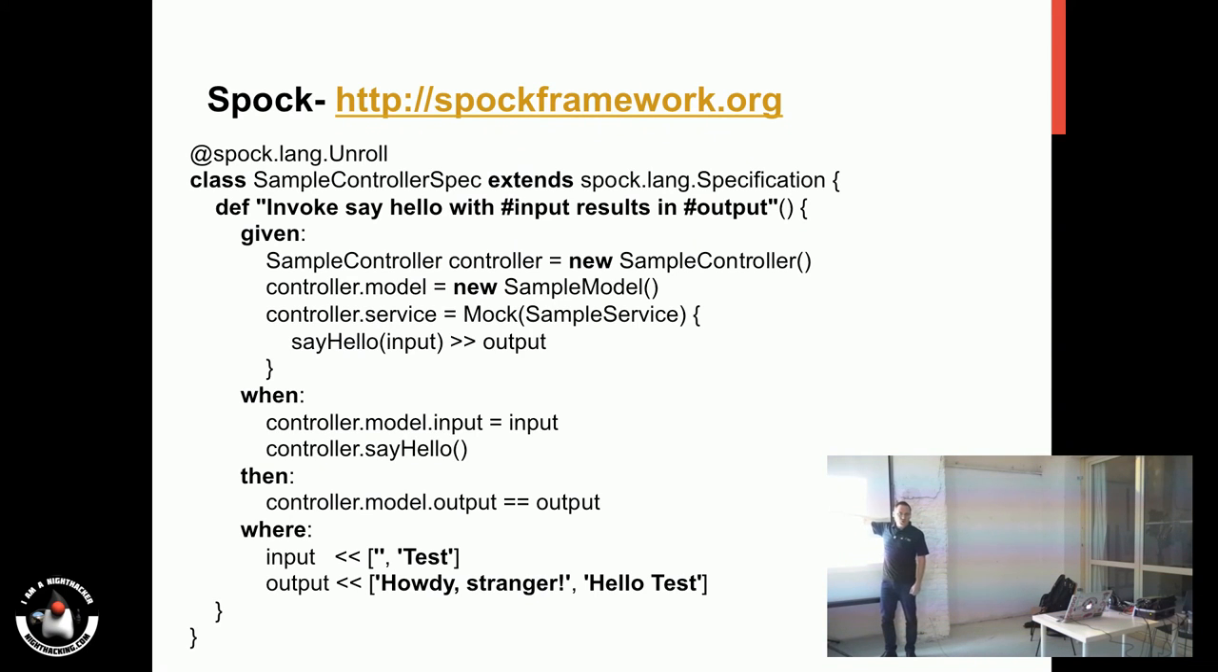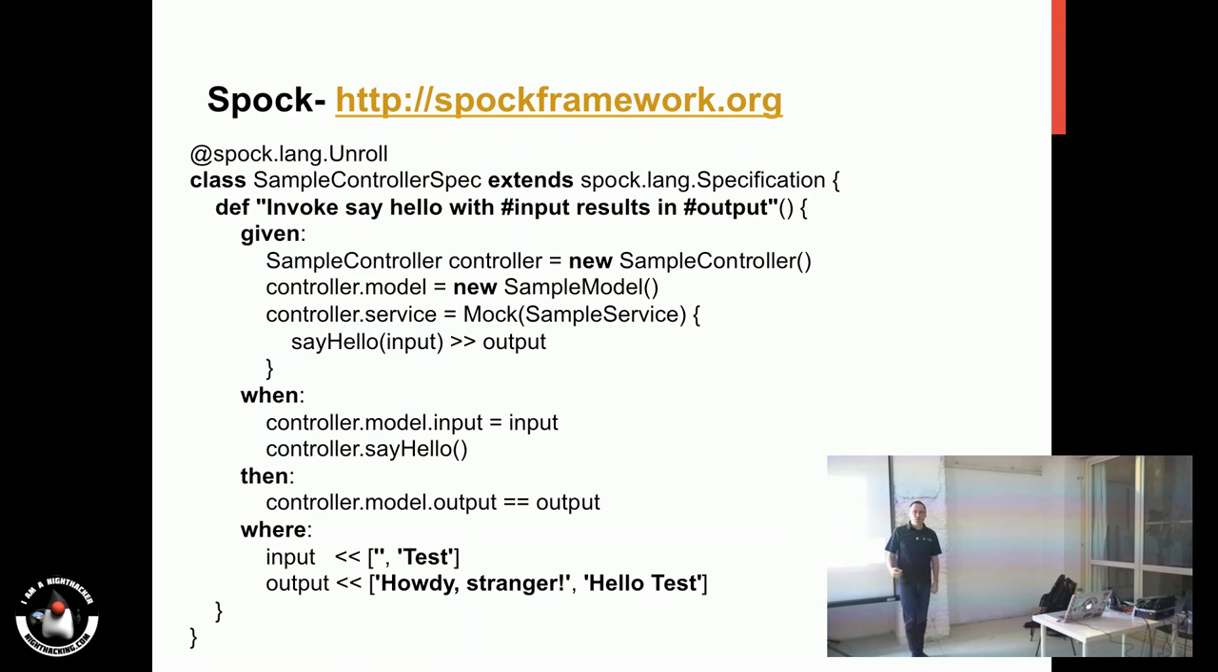Here is the sample controller as we saw before. Spock has its own syntax for defining mocks, but this is exactly the same as we saw earlier. The blocks are important: given, when, then, where. Here's where we set up the collaborators or mocks. When is when we execute the stimuli. Then is when we do the assertions, and because of that, you don't see an explicit assertion, but Spock will do the right thing for us, and output is a string.